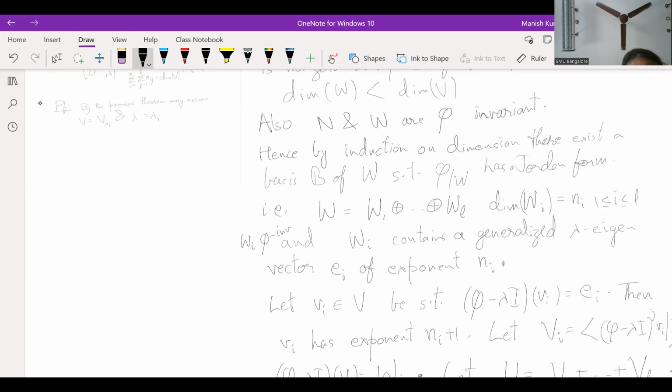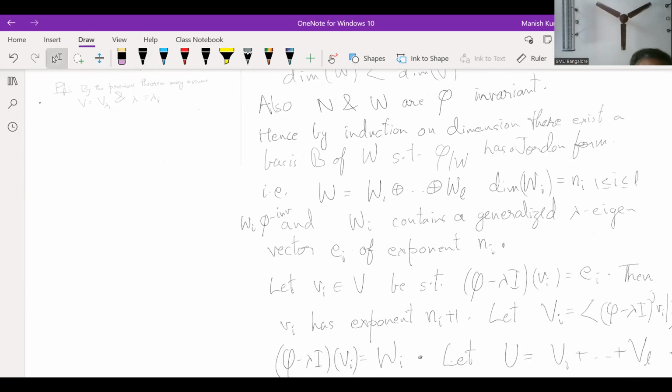Yeah. So see, W has this basis. Sorry, maybe I need to justify this a little bit. So phi restricted to W has a Jordan form, which means with respect to basis B.